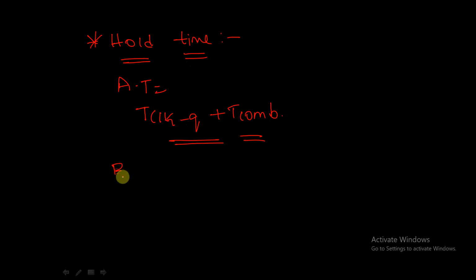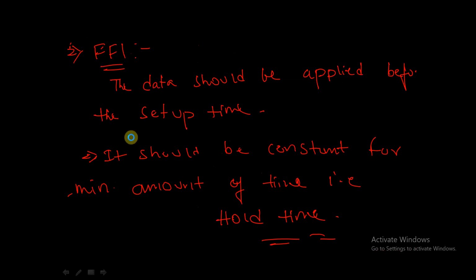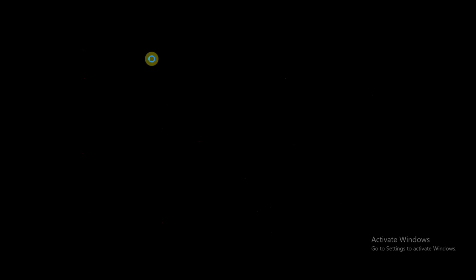And what is the required time here? What is the requirement for us? That the data should not change during this whole time, right? For flip-flop 2, the data which is given to flip-flop 2 should not change during this whole time interval. So this is the requirement.